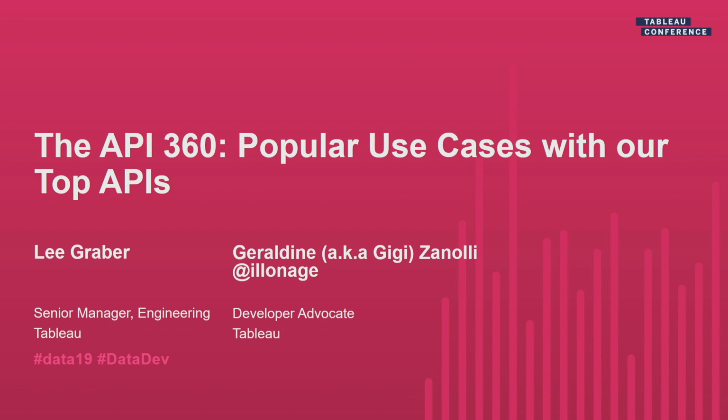So I'm Geraldine Zanoli, but everyone calls me Gigi. It's my Tableau nickname. I've been at Tableau for 3 years. I started in the pre-sales team based in London, but from my background in engineering and my interest in our APIs, I moved 9 months ago to the developer team as a developer advocate. I'm helping developers to adopt and learn our APIs the right way.